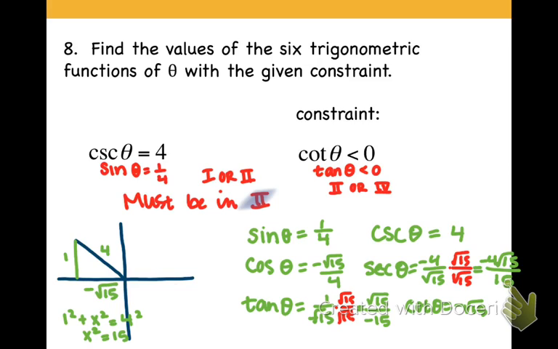When I do this, I don't actually want to take that last answer for tangent and flip it. I want to take this initial one and flip that, because that's going to save me a little bit of extra time in rationalizing. Hopefully you got those. If you have questions, please let me know.